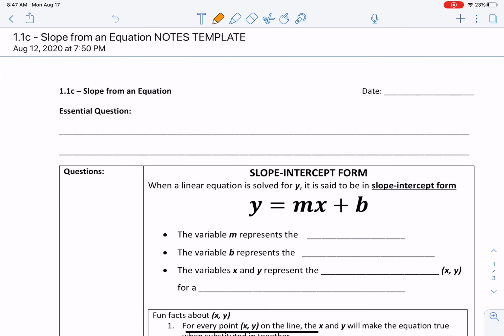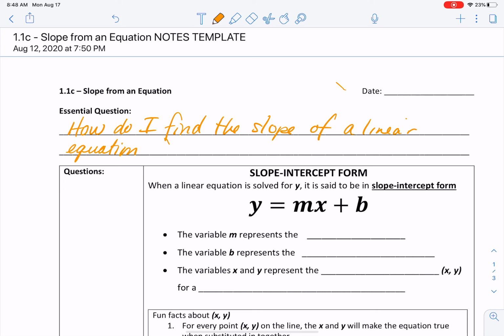Okay, today we have slope from an equation. Our essential question for today is, how do I find the slope of a linear equation? The same thing we've been focusing on. How do I find the slope of a linear equation from the equation? So given an equation, how can I tell its slope?